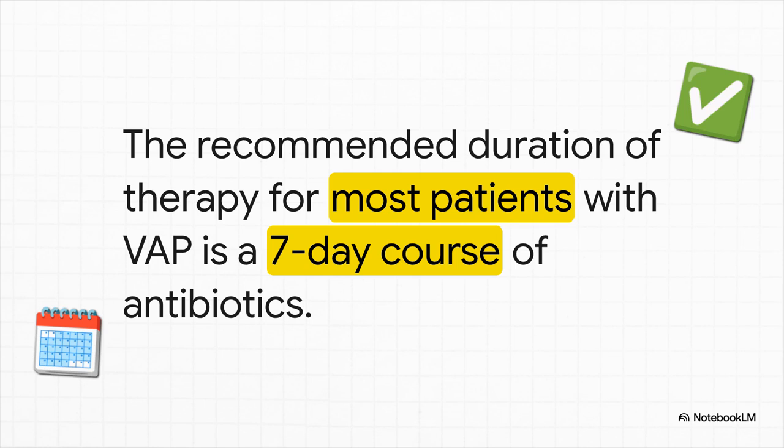All right, so you've started the right drugs, the patient is finally starting to turn a corner. How long do you keep the antibiotics going? Well, for most people with VAP, the magic number is 7 days. The goal is to always use the shortest course that we know is effective. Get in, kill the bugs, and get out. It's better for the patient, and it helps prevent future antibiotic resistance.